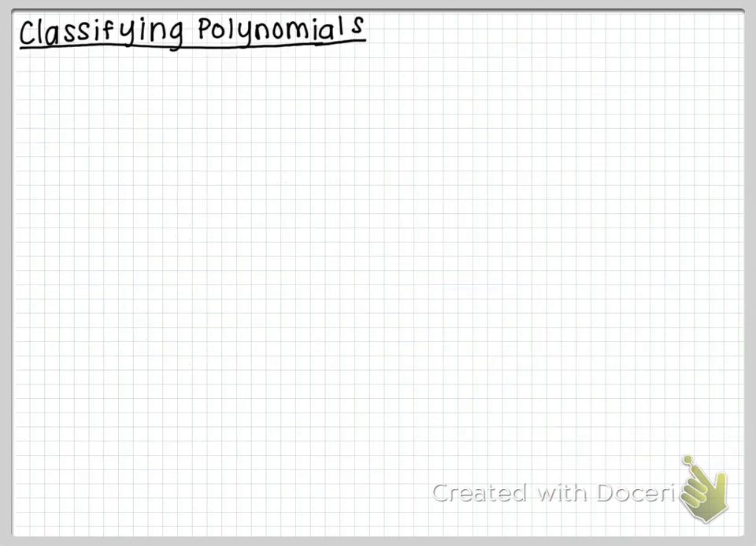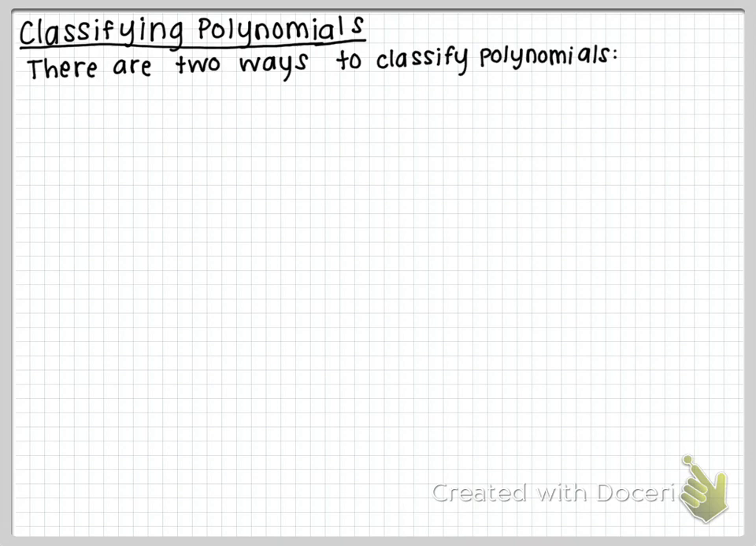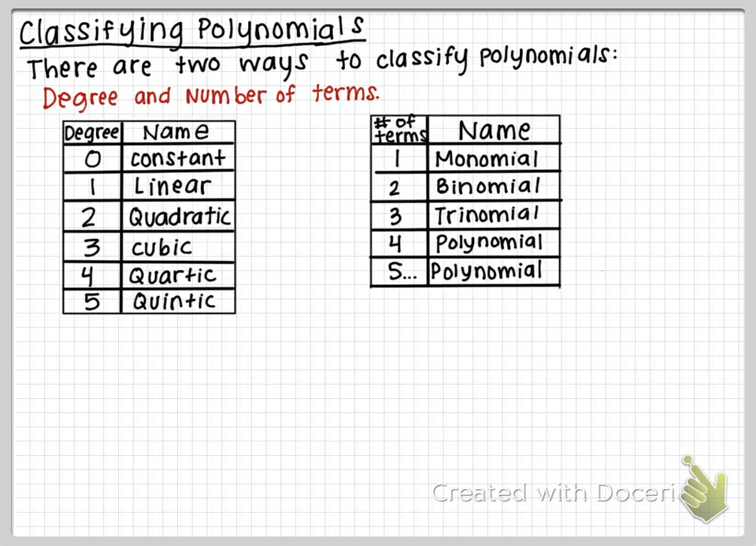So, classifying polynomials. There are 2 ways to classify polynomials: degree and number of terms. So the first way is degree, and the second way is number of terms. So these are 2 tables. The degree in the first table goes 0 through 5. I'm not going to have you go higher than 5. This is how you name by degree over here, this box, and by number of terms is over here. So let's look at a couple examples to kind of figure out what this means.